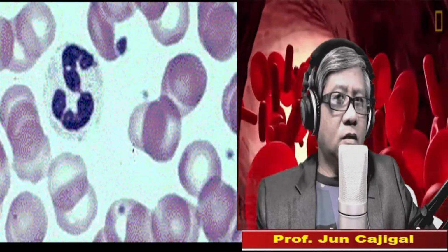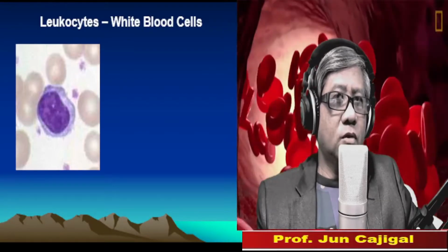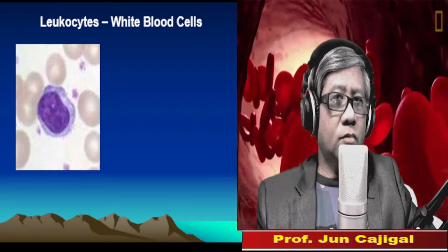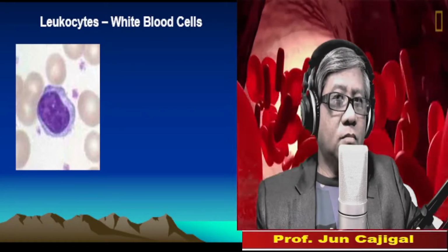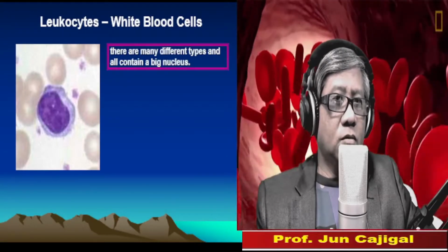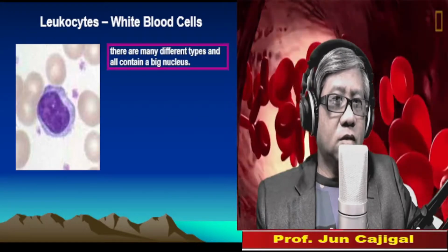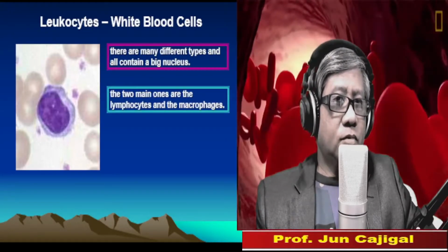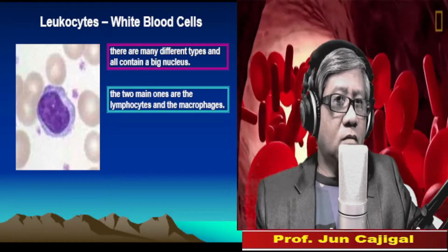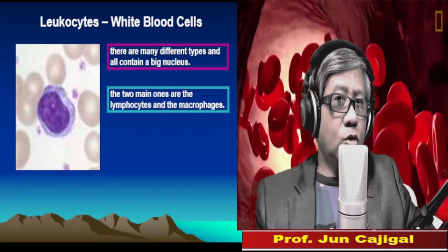Now let's proceed to the next solid component of the blood, which are the white blood cells or leukocytes. So these leukocytes are fewer in number, they are bigger than the red blood cells, and they contain a big or large nucleus. And there are several types of leukocytes or white blood cells. So these are the lymphocytes and the macrophages. Both lymphocytes and macrophages play an important role in our immunity.